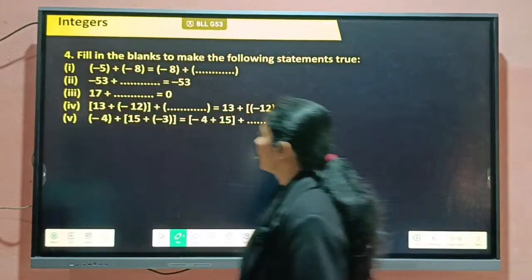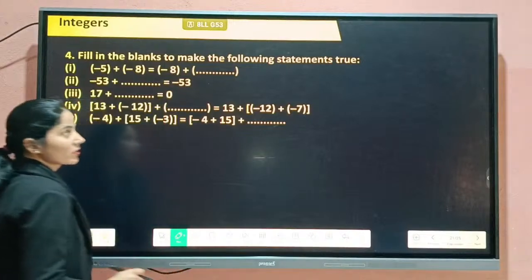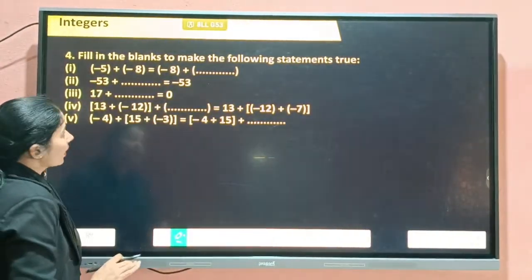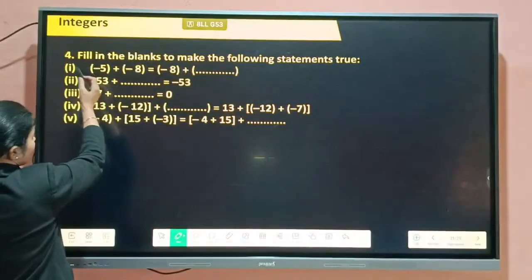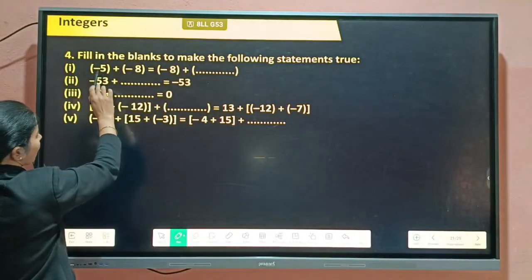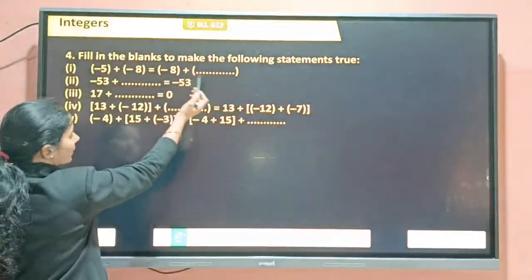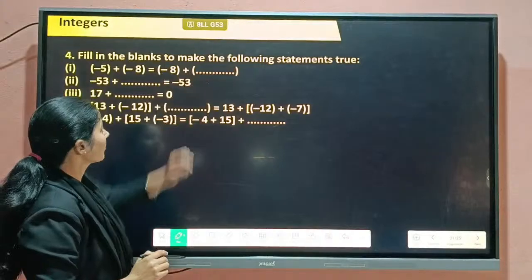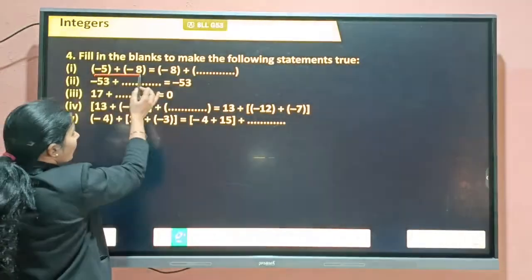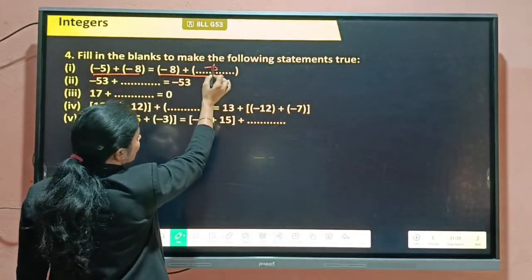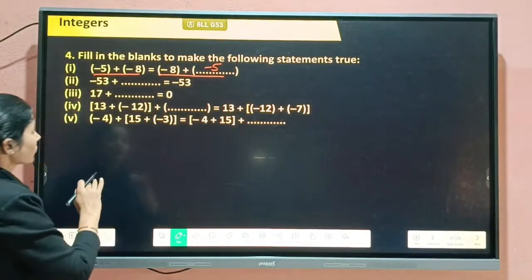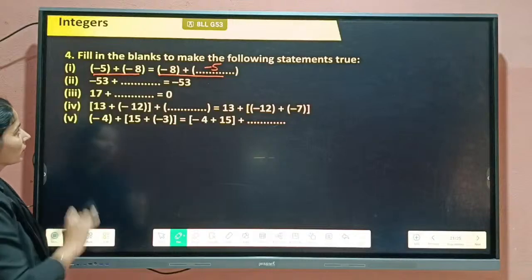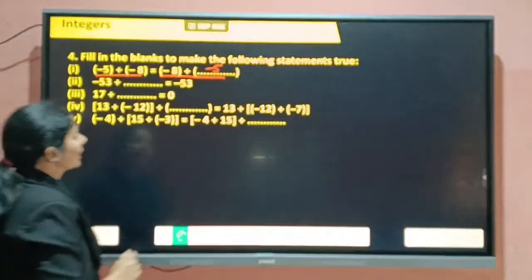Question number 4. Fill in the blanks to make the following statement true. We need to make the statement true. According to the first part, minus 5 plus minus 8 equals minus 8 as it is. If I put minus 5 there, then this statement becomes equal and true. Minus 5 plus minus 8 is equal to minus 8 plus minus 5. This is the commutativity property of integers.